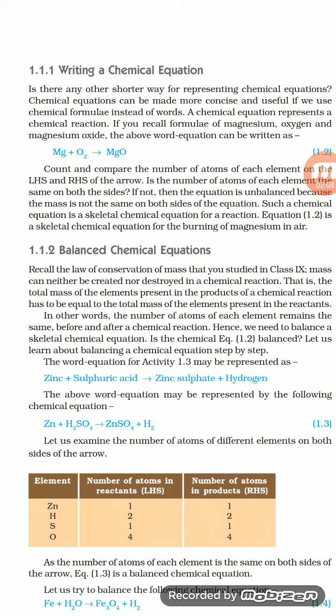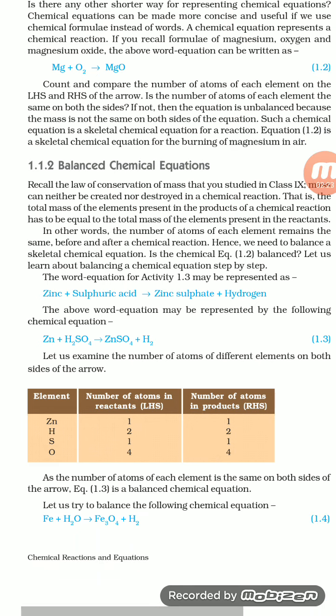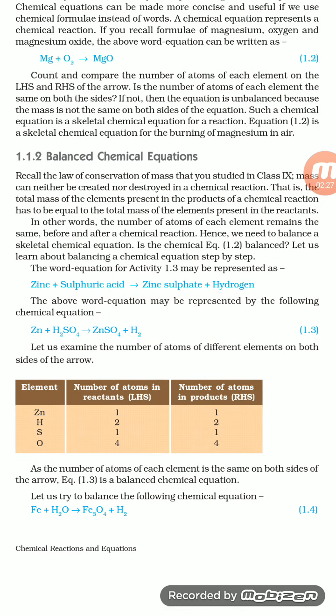Let us learn about balancing a chemical equation step by step. The word equation given for the activity is zinc plus sulfuric acid, and after that in the product we get zinc sulfate plus hydrogen. They write the word equation using chemical formulas: zinc Zn plus H2SO4, that means sulfuric acid, gives zinc sulfate plus hydrogen. This is the skeletal chemical equation.